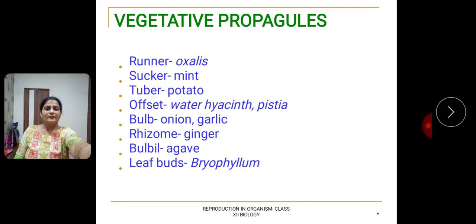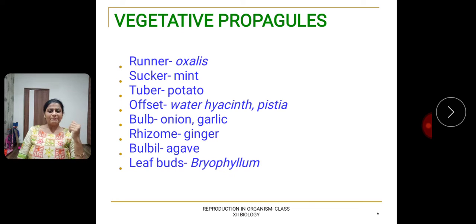Then let us talk about tuber. Tubers are modified underground stem branches having several buds on each, which are called eyes. Each eye of the potato is a bud which grows into a new potato plant when planted with a portion of swollen tuber. The potato crop is raised by tubers, not by seeds.